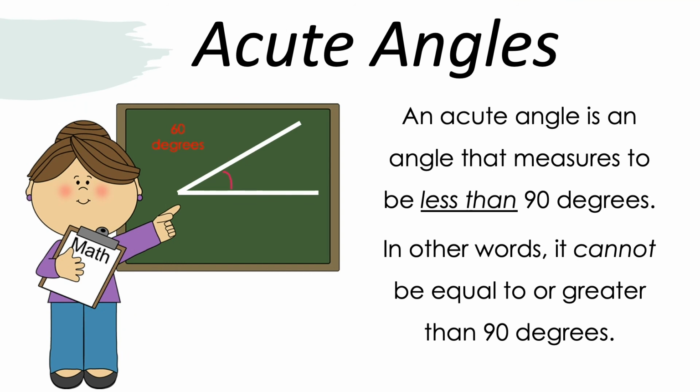An acute angle is an angle that is less than 90 degrees. Here is an example of an acute angle. Remember, an acute angle cannot be equal to or greater than 90 degrees. The angle on the board is an acute angle because it is 60 degrees, which is 30 degrees less than 90 degrees.